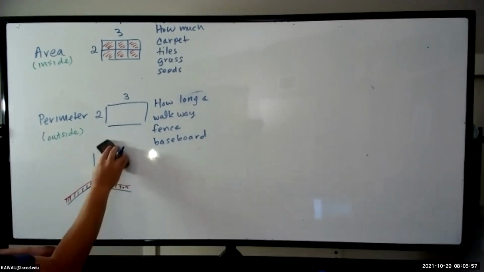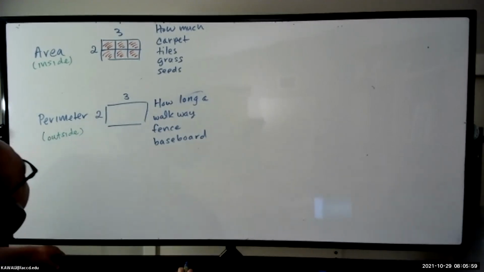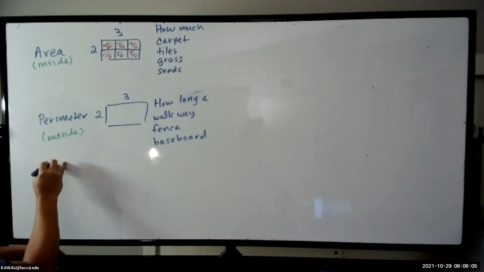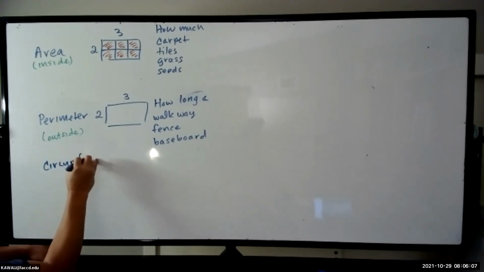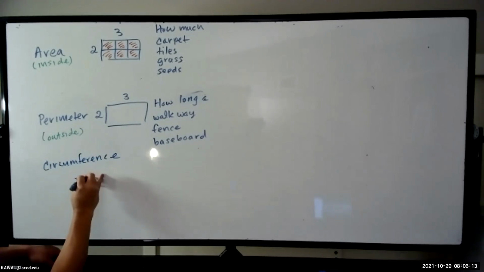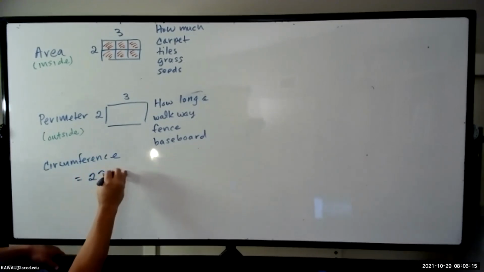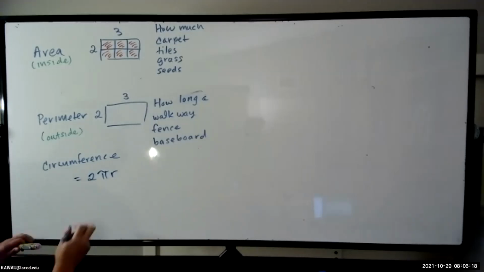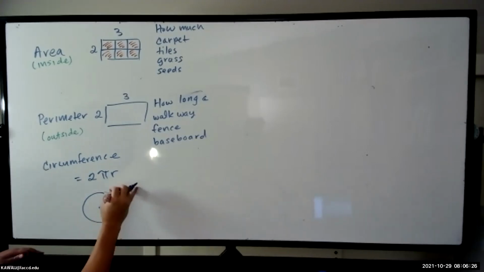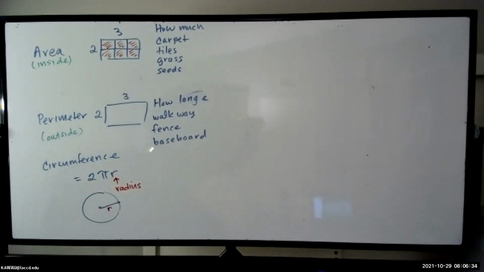Now, when we're talking about circles, they won't call it perimeter, they'll call it circumference. And the circumference is going to be equal to 2 pi r. So r is the distance from the center to the outside. So that's r. Okay. That's your radius. Now I wrote a whole bunch, so let me give you a chance to catch up a little bit.